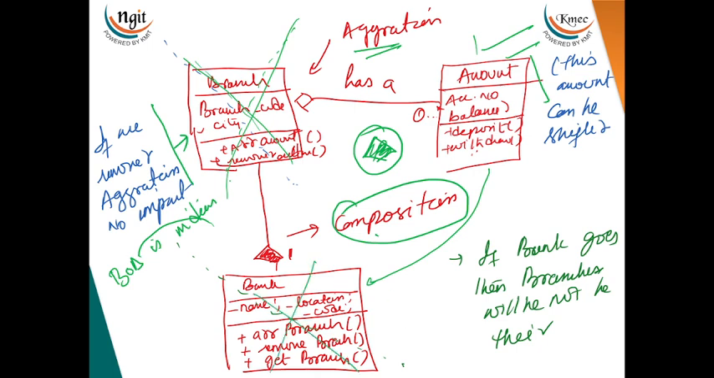So if there is no bank, let's take an example, there was a problem with Yes Bank. Nobody was able to deposit. If the bank goes, that is a problem, but if any branch of Yes Bank in Hyderabad goes, there is no issue. The bank account will be transferred to somewhere else. So this is the major property of aggregate, and this is the property of composition. Hope you got the point clear.